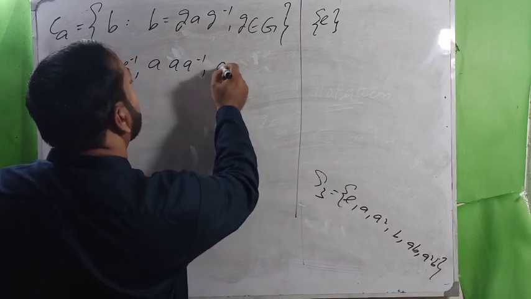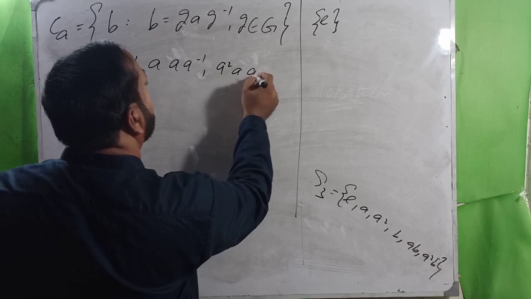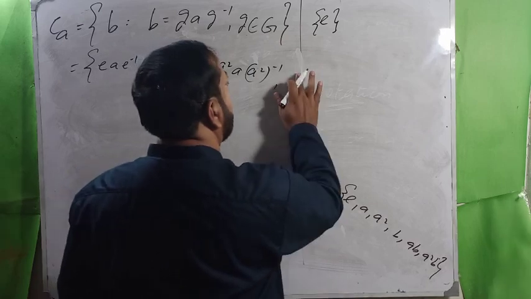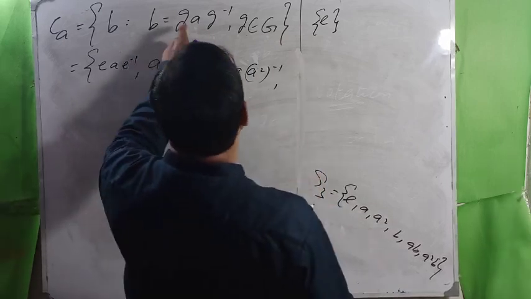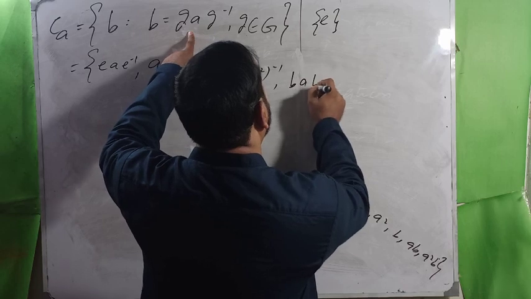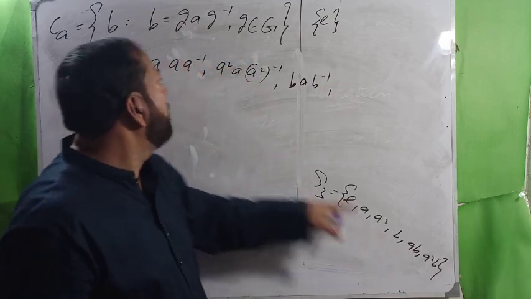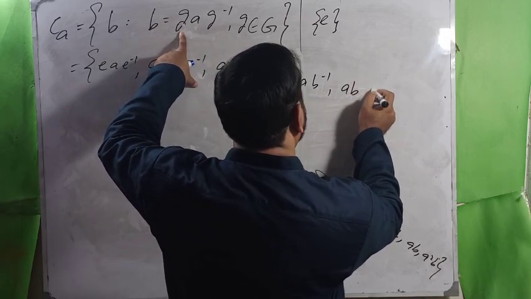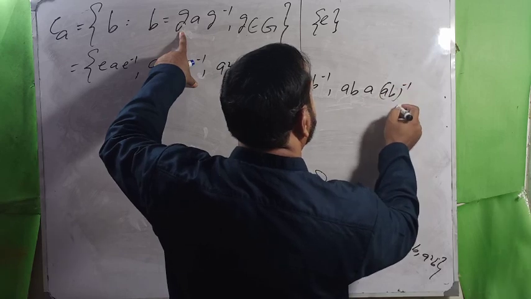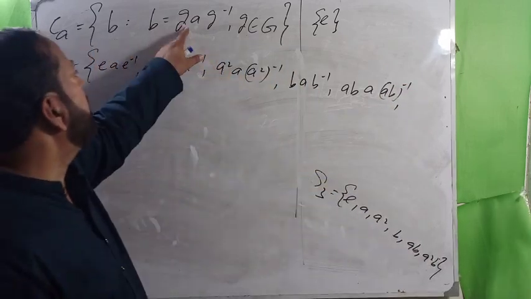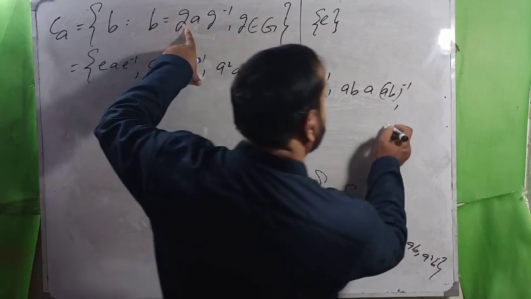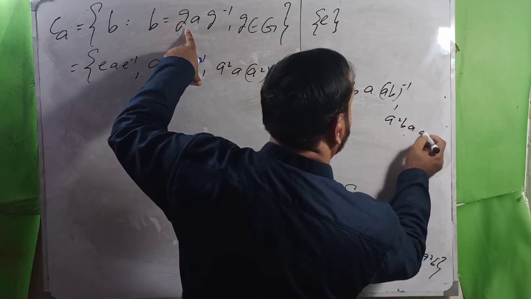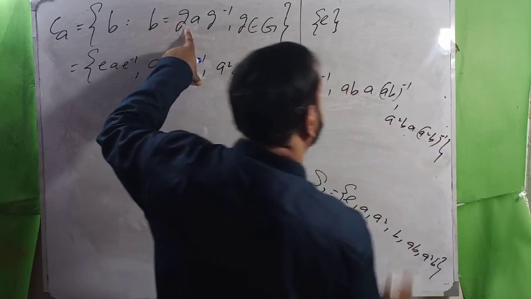Then A square, A square, A square inverse. Then you just vary B here. This is B inverse. Then AB right here instead of G. So AB inverse. Then write A square B instead of G. You write A square B. This is A square B, A square B inverse. Okay.